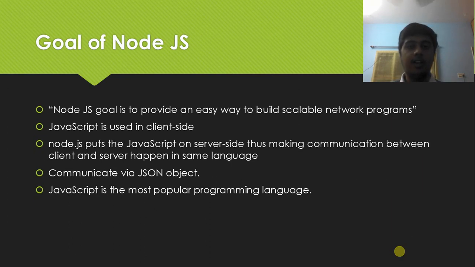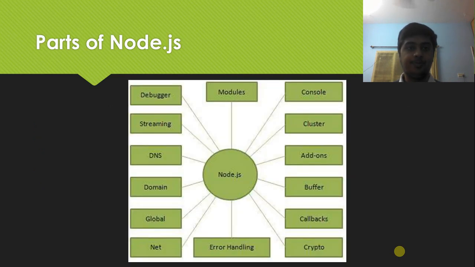Node.js's goal is to provide an easy way to build scalable network programs. JavaScript is used on the client side. Node.js puts JavaScript on the server side, thus making communication between client and server happen in the same language. And it communicates via JSON objects. JavaScript is the most popular programming language, which makes Node.js even easier to use. These are some of the parts of Node.js. It may include modules, debugger, streaming, DNS, domain, global, net, error handling, crypto techniques, callbacks, buffer, add-ons, clusters, etc. This all comes under the tree of Node.js.